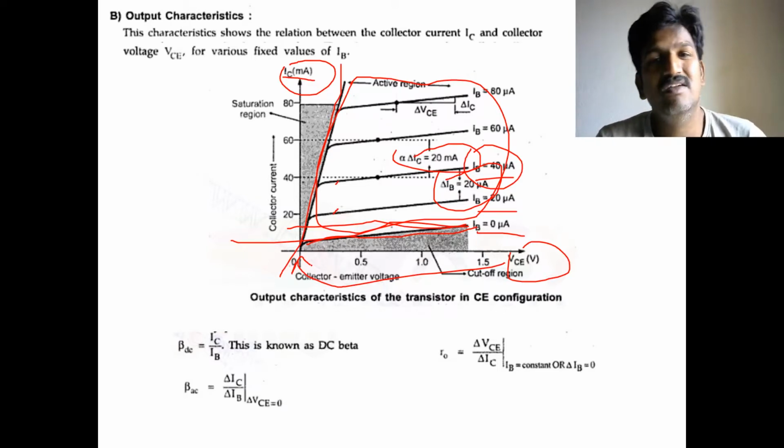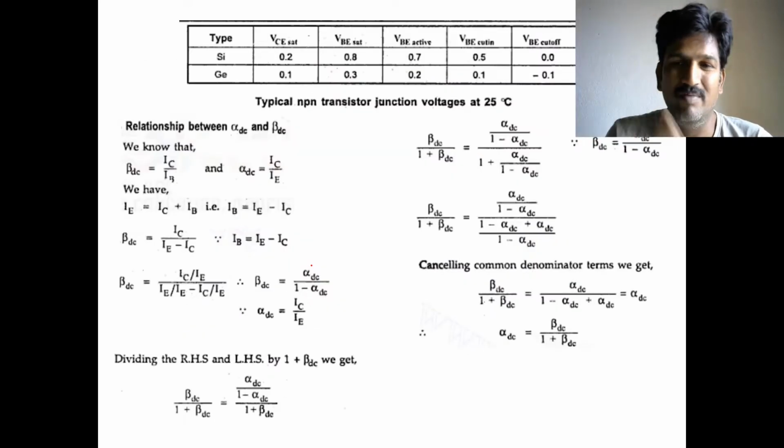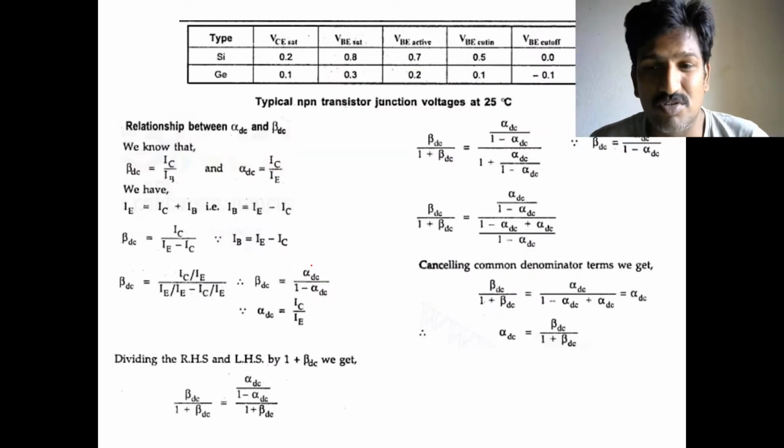Now, what is the output resistance, the dynamic output resistance or AC output resistance? It is delta VCE divided by delta IC, according to Ohm's law, R is equal to V by I, while keeping IB constant, that is, delta IB is constant.